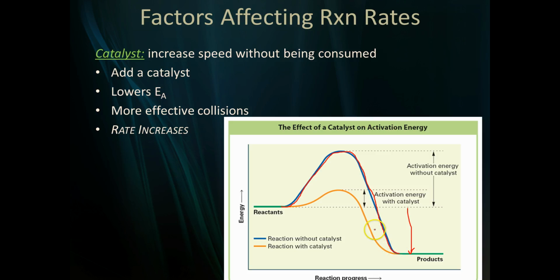What we do is we find a catalyst that will provide that alternate pathway, and it does a fabulous thing. It lowers that barrier. And if it requires less energy to get over that barrier, then we're going to have more effective collisions that can actually make it to this point as compared to this point. More effective collisions, your rate is going to increase.